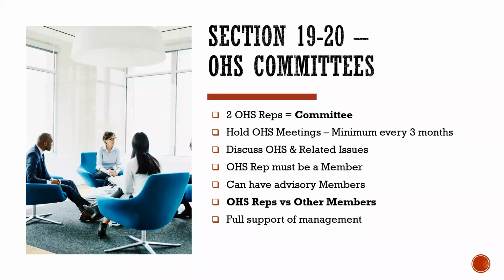So as a recap, when will you have to have a health and safety committee? As soon as you have 2 health and safety representatives. You must hold meetings at a minimum every 3 months. You will discuss all health and safety related issues. You must be a member if you're a health and safety representative. You can have advisory members that will sit on there as well. A very important one: you cannot have more other members than you have OHS representatives. There must always be the same or more health and safety representatives than any other member. And very importantly, you must have full support from management.